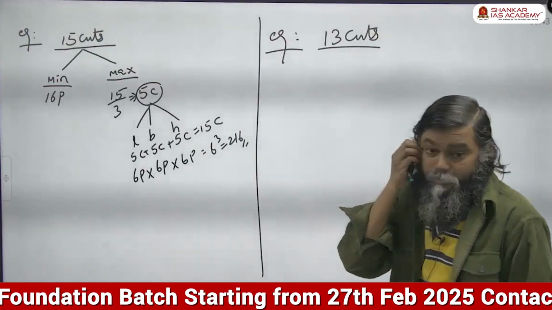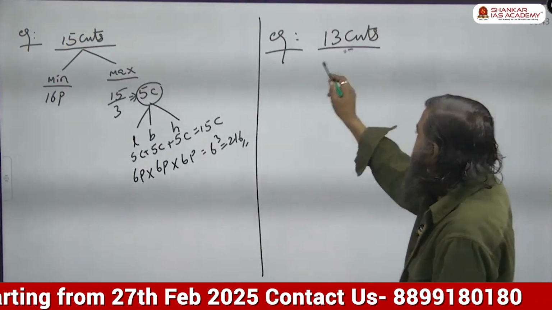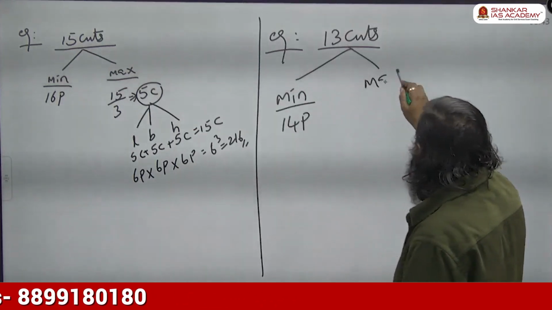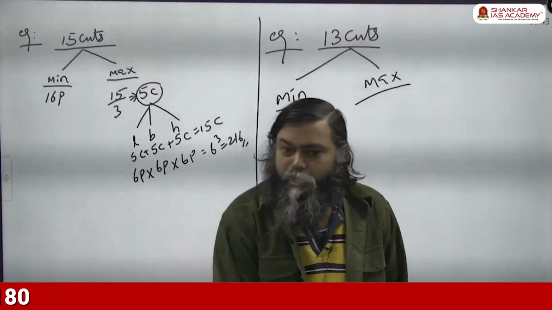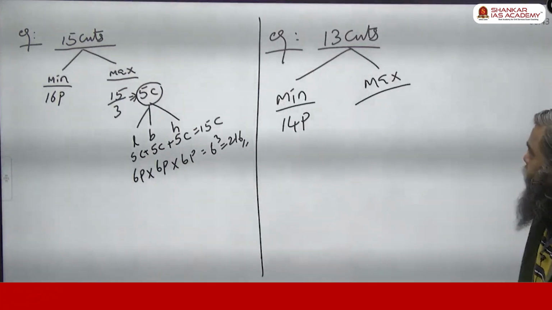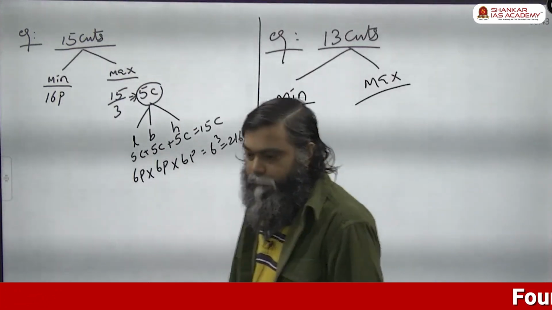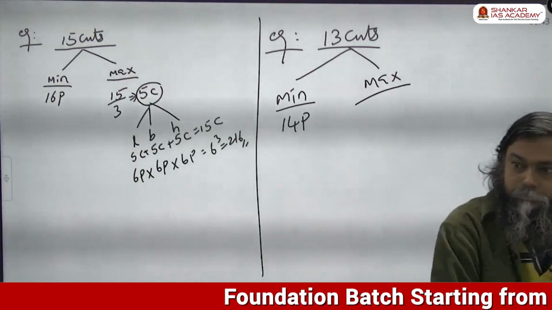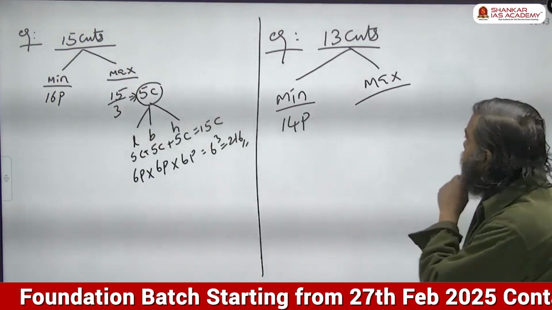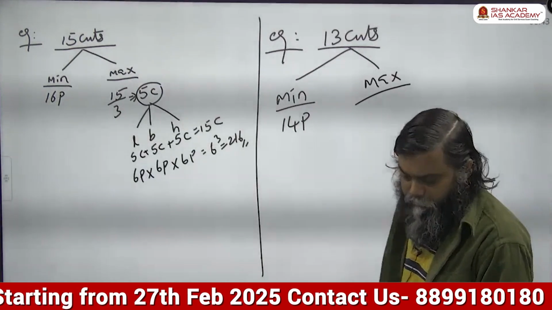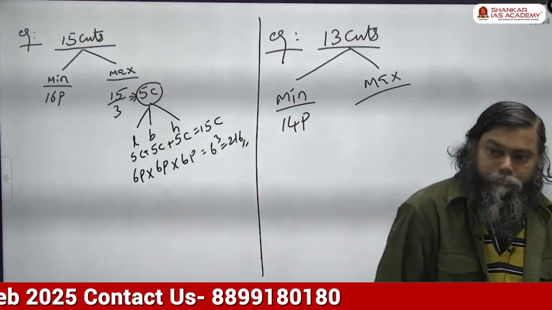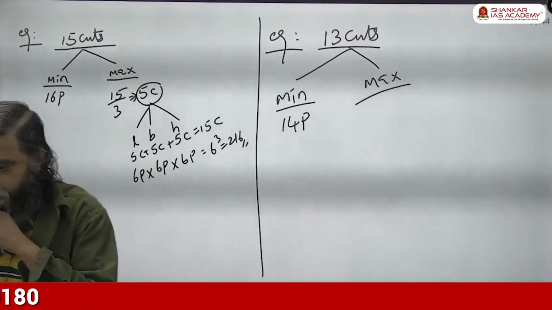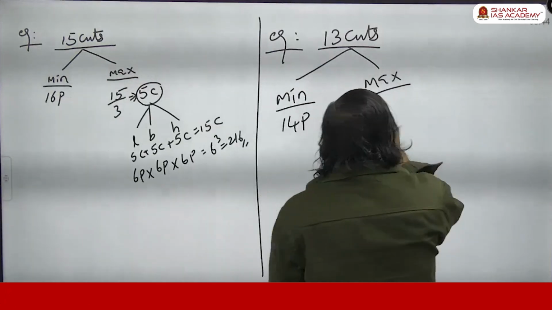Cuboid. Tell me the minimum and maximum. What is the minimum number of pieces? 14 pieces. What is the maximum number of pieces? What is the maximum? Please tell me. So 150. Yeah. So what did you do?